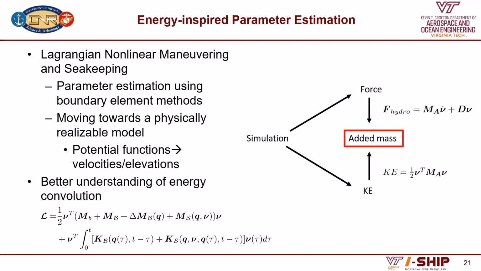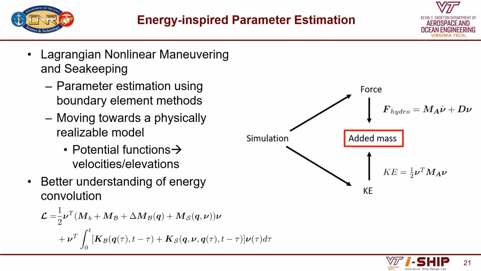So instead of using potential functions, we want to use the velocities and the free surface elevations of a simulation to derive the kinetic energy and the potential energy of the system. And this will give us a better understanding of the energy convolution.